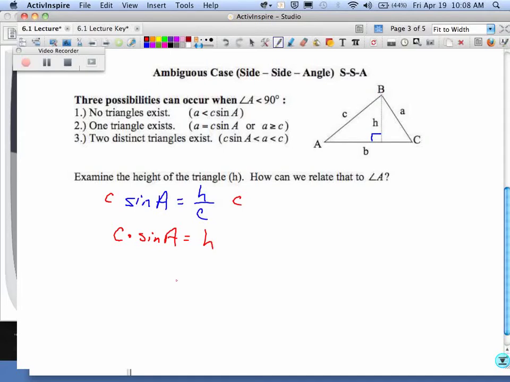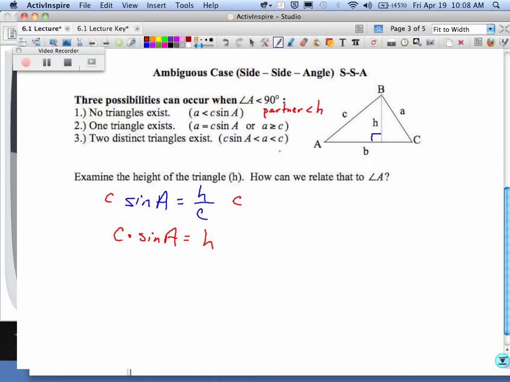So when you look at the three possibilities up here, no triangles will exist if this is the information given to us, if A is smaller than C times the sine of A, which would be saying if the partner side is less than H. So now you guys are probably sitting there saying, what do you mean by the partner side?